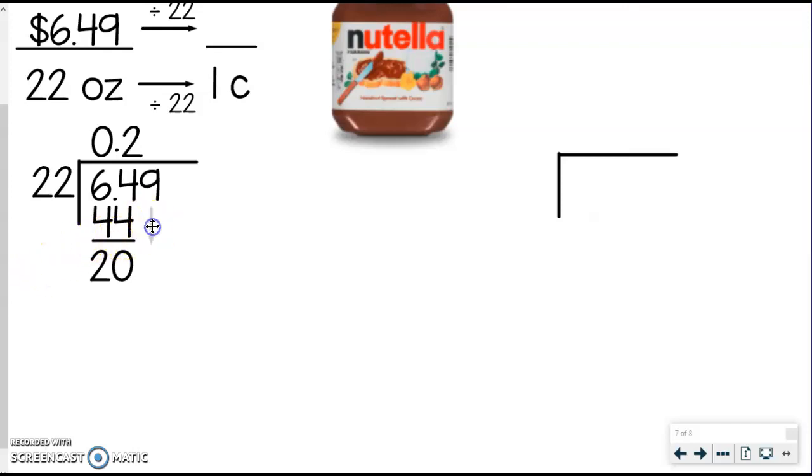Anyway, we're going to bring down this 9. Now, I know this number got kind of big, but if you think about 22 being close to 20 and 209 is close to 200, well, that would be 10 times, right? 20 times 10 would give us 200, but that's going to be a little too big because we rounded, so we would try 9. Let's try 9 and see if it works.